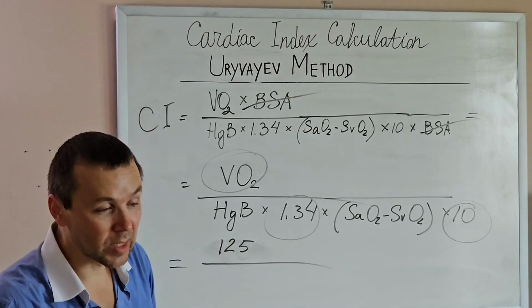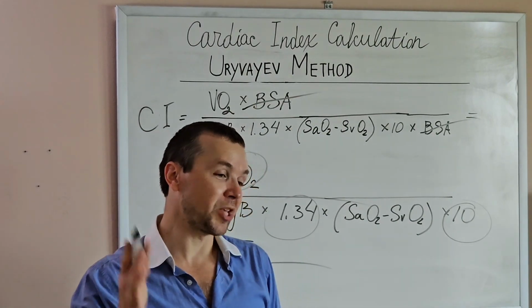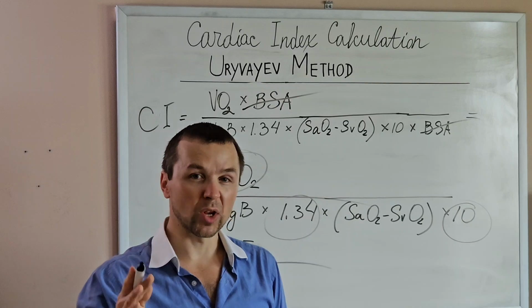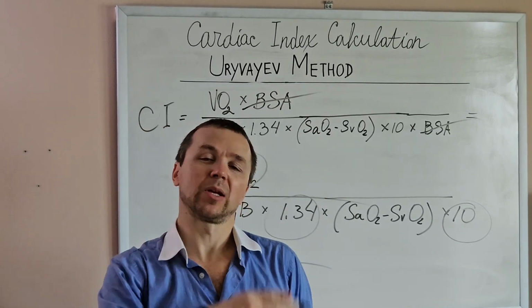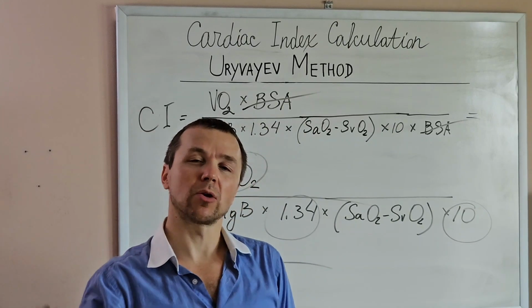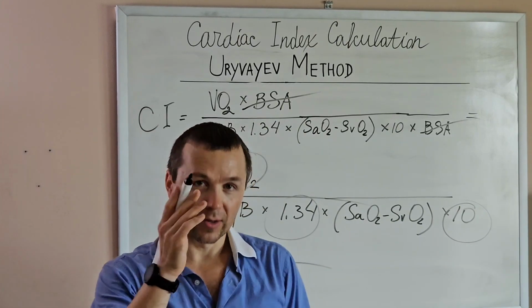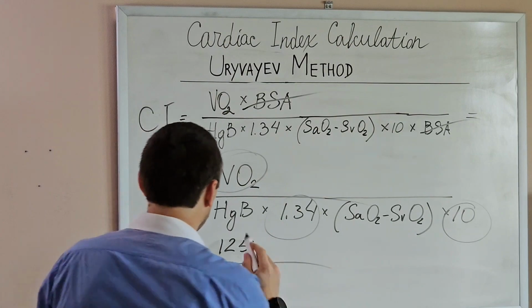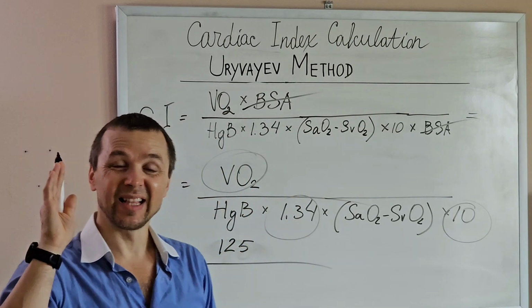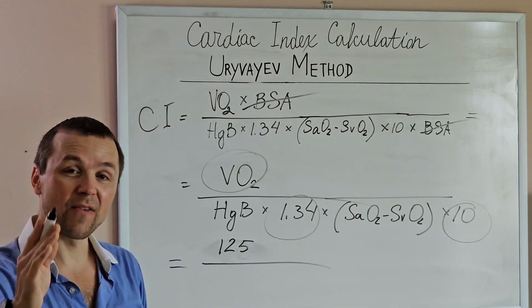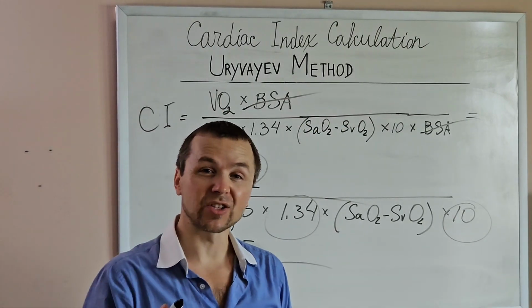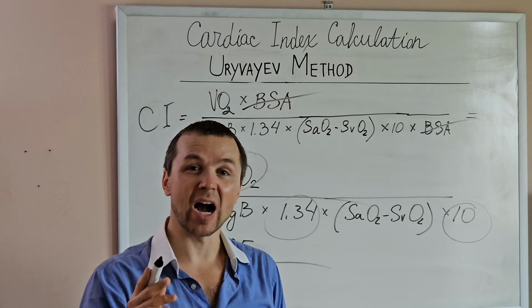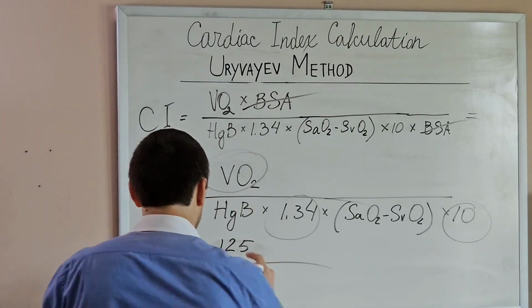And if you're using MedCalc, for someone whose age is less than 70, they will use 125. For 70 and older, they will use 110, because as we age, our basic metabolic rate slows down. Okay? We'll keep that in mind. But first, let's simplify it further to get a formula for cardiac index calculation for a young person.